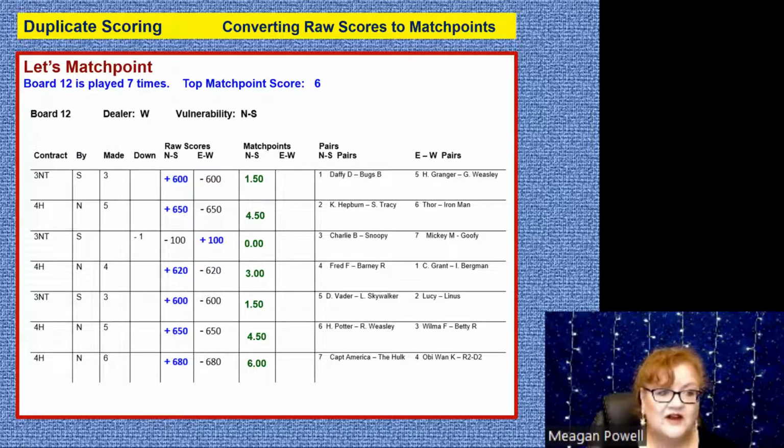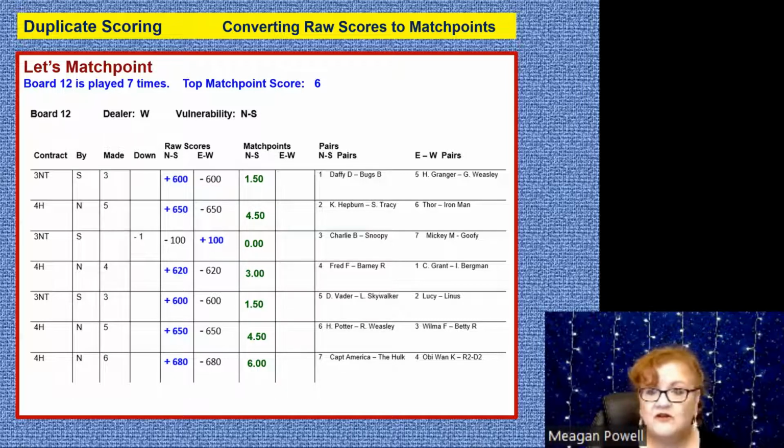Because these are the correct match pointing for the north-souths on board 12. Let's go do the east-west. We'll do a couple together, and then I'll show you the rest. Here we go. Hermione Granger and Ginny Weasley on the first line are east-west pair 5. They earned a negative 600 in the raw score in the east-west column.